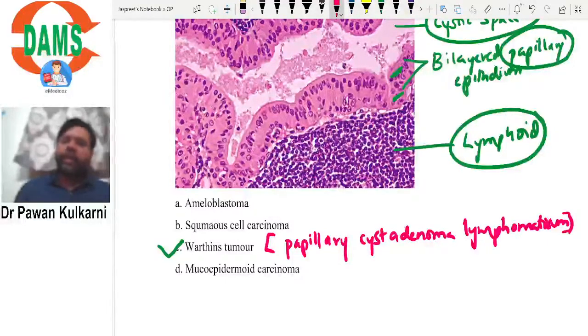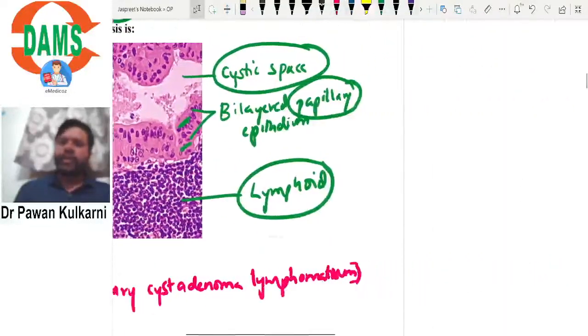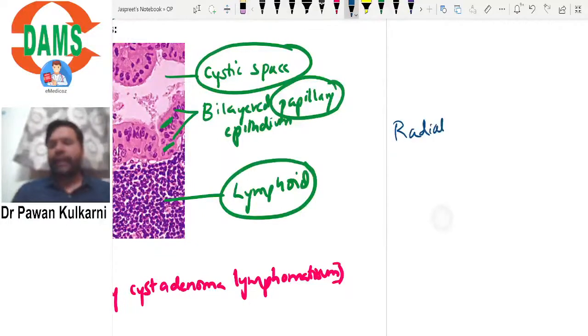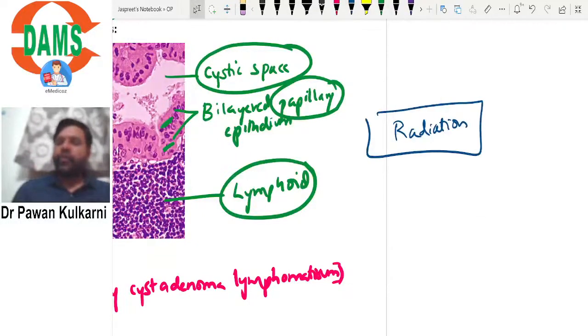Now, one of the important concepts we should know about this Warthin's tumor is that radiation is also one of the predisposing factors. Individuals who are exposed to radiation are susceptible to develop this. One more salivary gland malignancy, mucoepidermoid carcinoma, is also sometimes secondary to radiation. So we should remember that radiation is one of the predisposing factors for Warthin's tumor, and also for mucoepidermoid carcinoma.